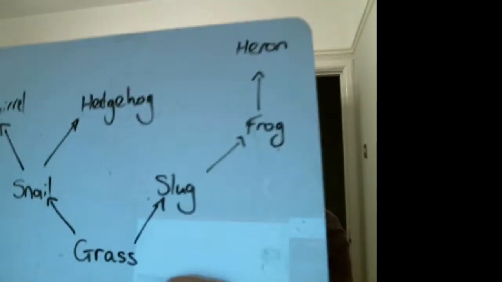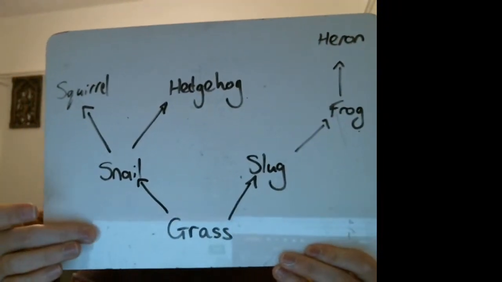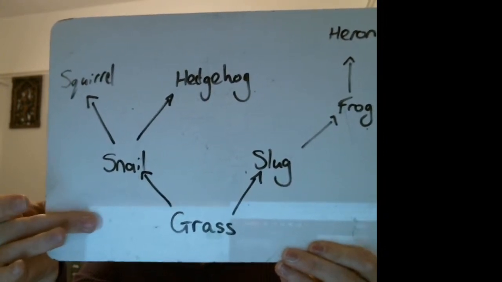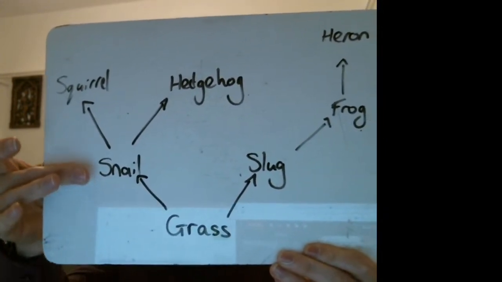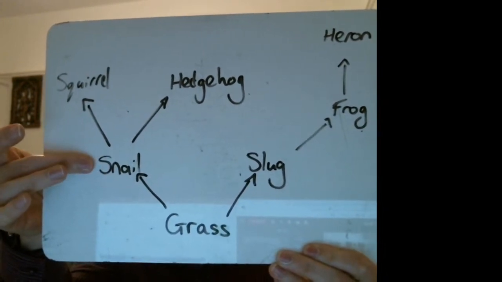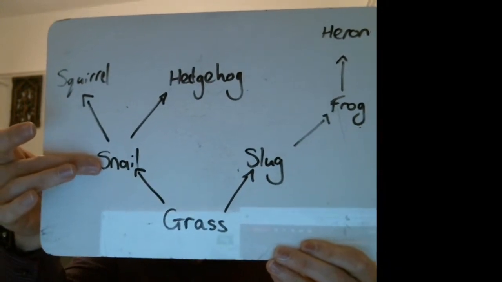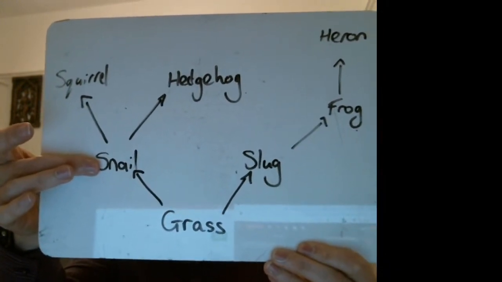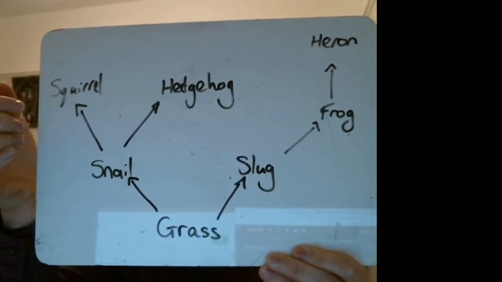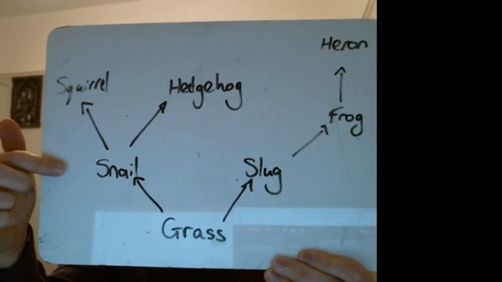So on this one, let's try and get the pointing in place again. There we go. So if we're starting down at the bottom here, we've got our grass. So that is our producer. That is one trophic level. As we then come up, we can see our primary consumers here, because we've got a snail and a slug, both of which are feeding on the producer. So that's our next trophic level. And then we can move up to the next trophic level here, which has got our squirrel, the hedgehog, and also the frog in it. So those are our secondary consumers. They're feeding off the primary consumers.